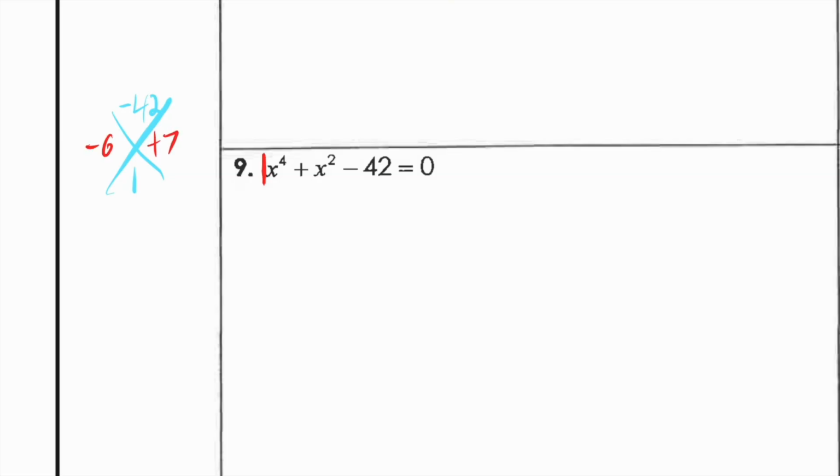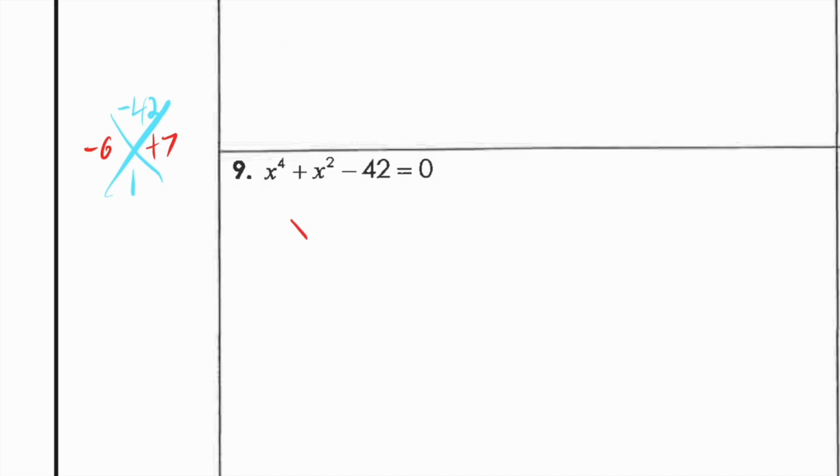Since a is 1, I can use my shortcut. So I'll have x squared, half of this exponent, minus 6, and x squared plus 7 equals 0. I can set these each equal to 0. I also can't factor them any further.